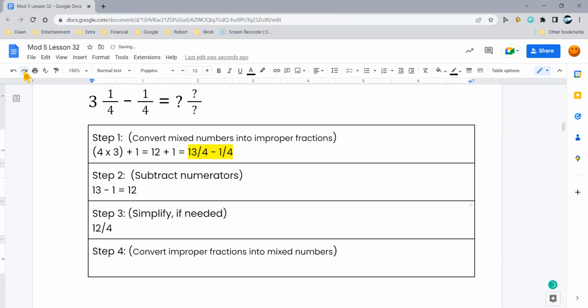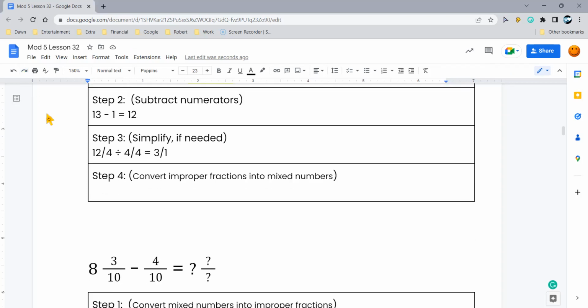I'm going to put my 12 over my 4, and I know 4 times 3 is 12. So what I'm going to do is divide by 4 because I can pull 4 out of both. And 4 goes into 12 3 times, and 4 goes into 4 1 time. So my answer is 3 over 1. So my answer is 3. I'm just going to get rid of that fraction symbol because I'm done. Let's go look at our next example, you guys.